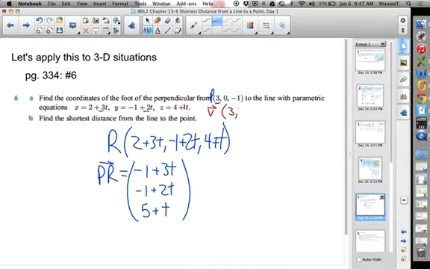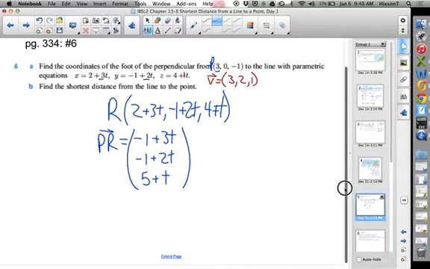Did we get that from, oh. Yeah, we got that from our parametric equations. So whatever you're multiplying the t by is going to be that component of the velocity vector. Alright, so yeah, now we're going to do PR dot V, and we want it to equal 0, okay?